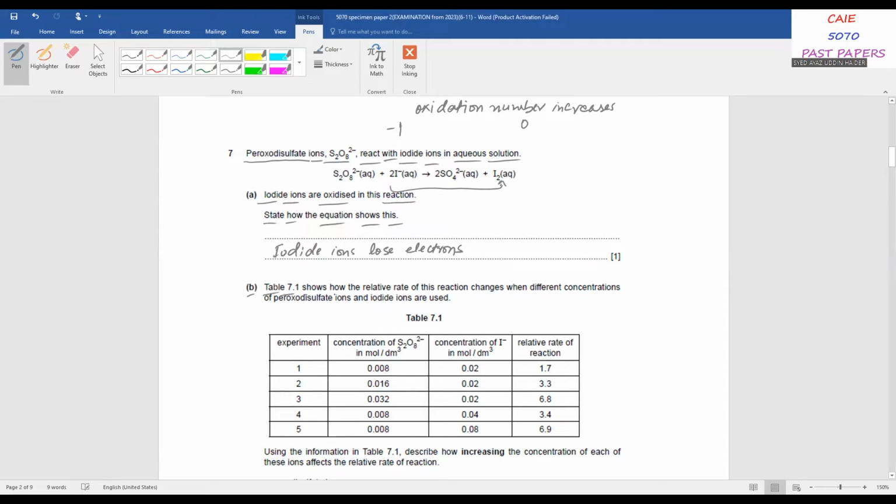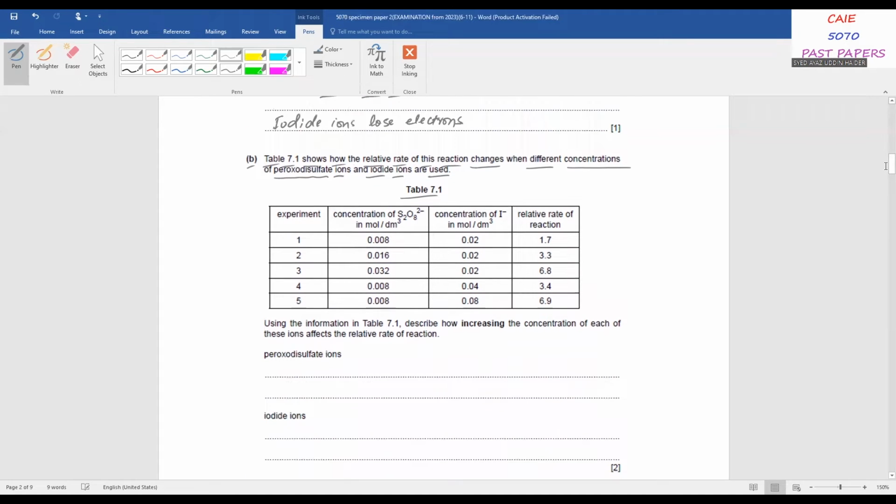B. Table 7.1 shows how the relative rate of this reaction changes when different concentrations of peroxodisulfate ions and iodide ions are used. This is table 7.1. These are the experiments, experiments 1, 2, 3, 4, 5. You see the concentration of S2O8 2- in mole per dm cubed is different. Similarly, the concentration of iodide ion is also different, and the relative rate is also different. So what they are asking: using the information in table 7.1, describe how increasing the concentration of each of these ions affects the relative rate of reaction.